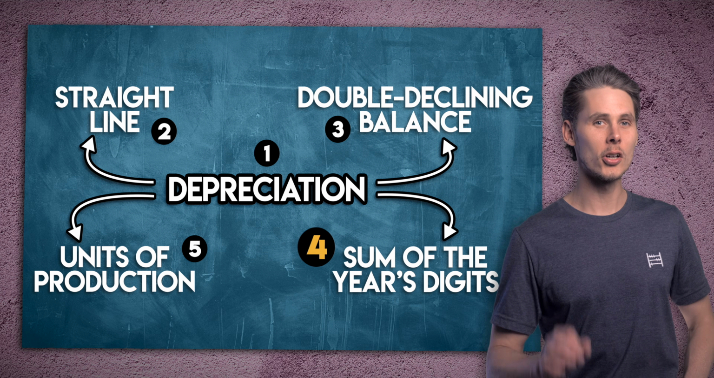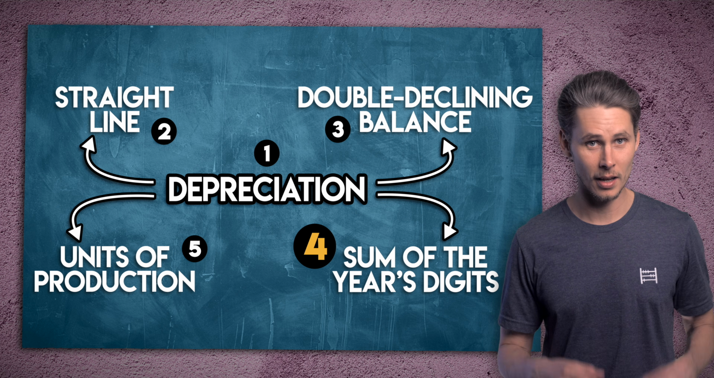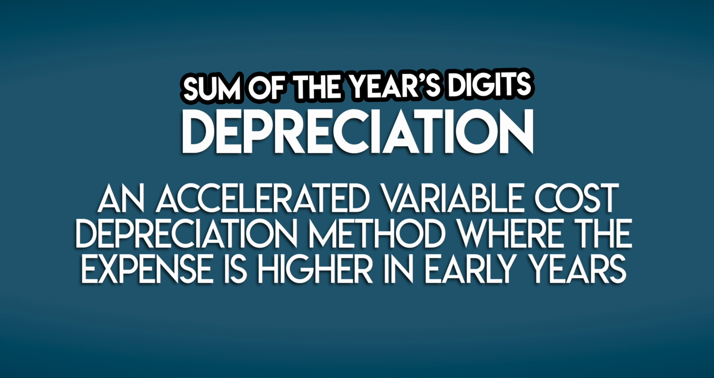You heard the man, sum of the year's digits. Let me break it down for you. Sum of the year's digits depreciation is an accelerated variable cost depreciation method, where the expense is higher in early years. Time for an example.